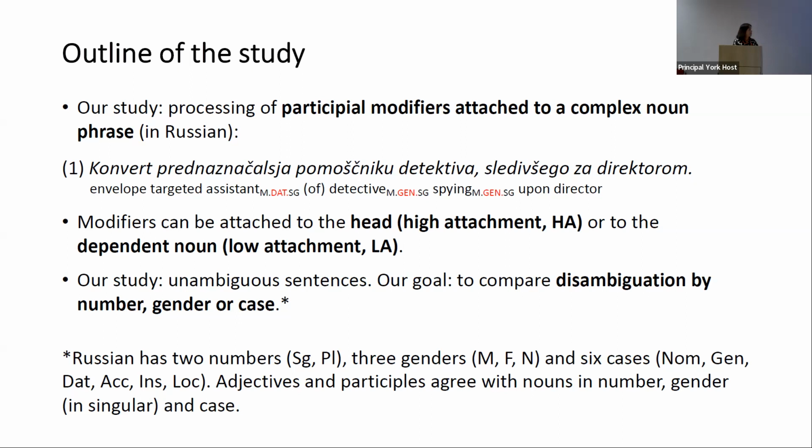So Russian has two numbers, singular and plural, three genders, masculine, feminine, and neuter, and six cases: nominative, genitive, dative, accusative, instrumental, and locative. And there is actually a lot of case syncretism, creating more room for ambiguity than you could initially suspect. And adjectives and participles agree with nouns in number, gender (in singular), and in case.